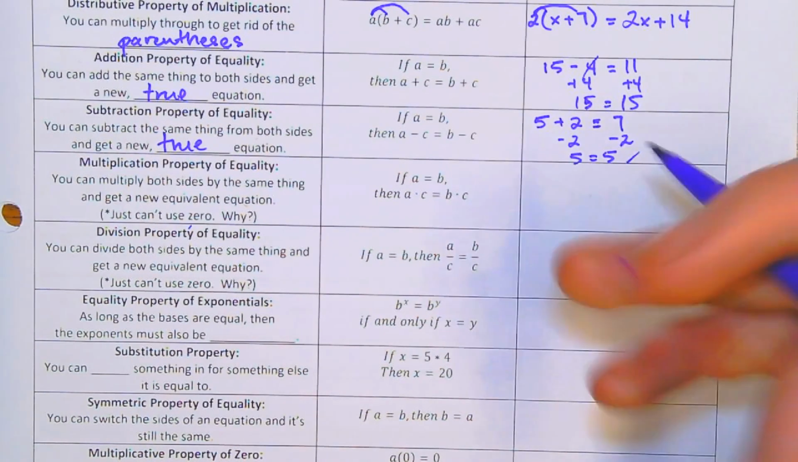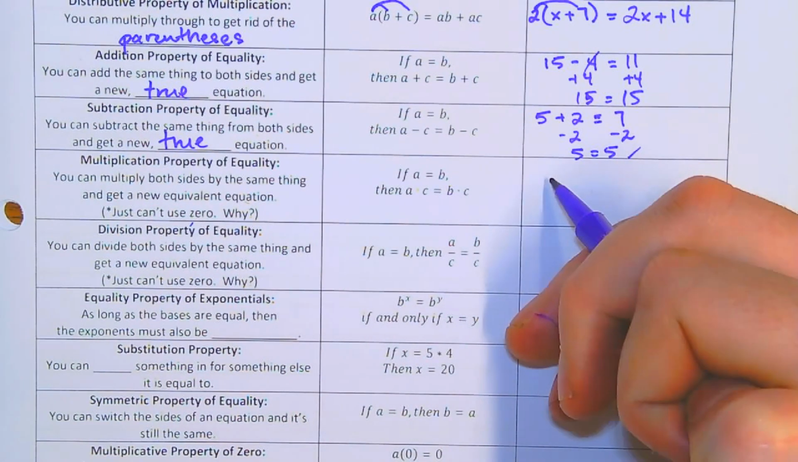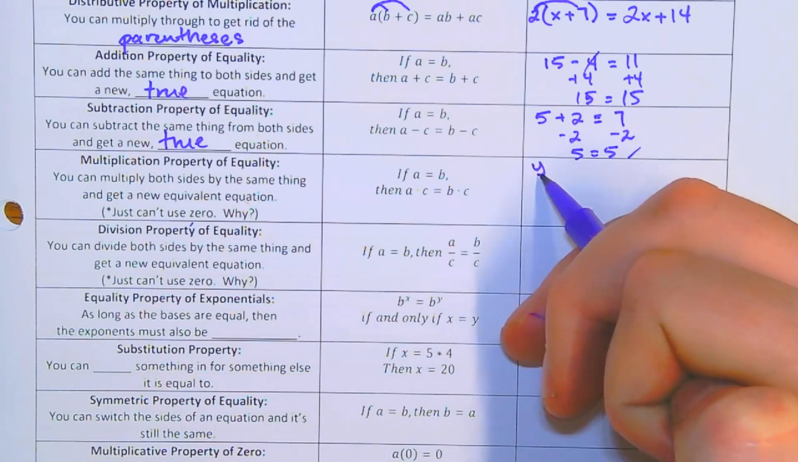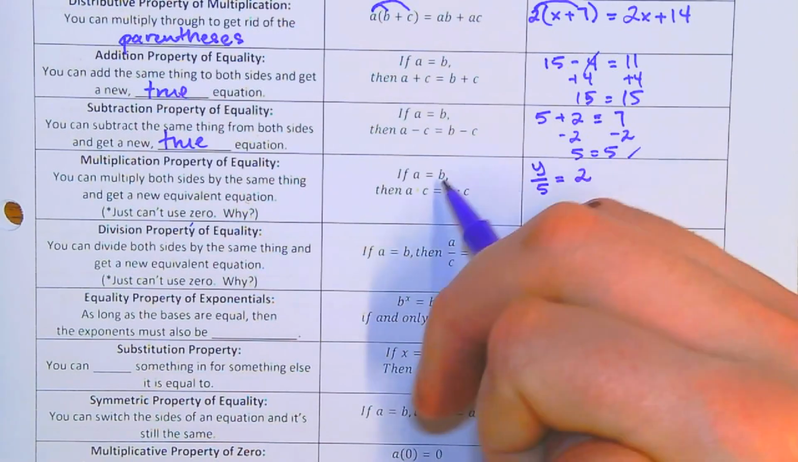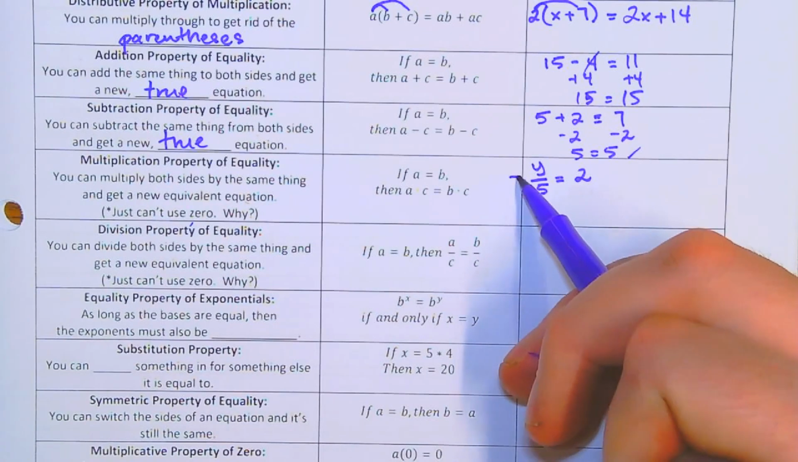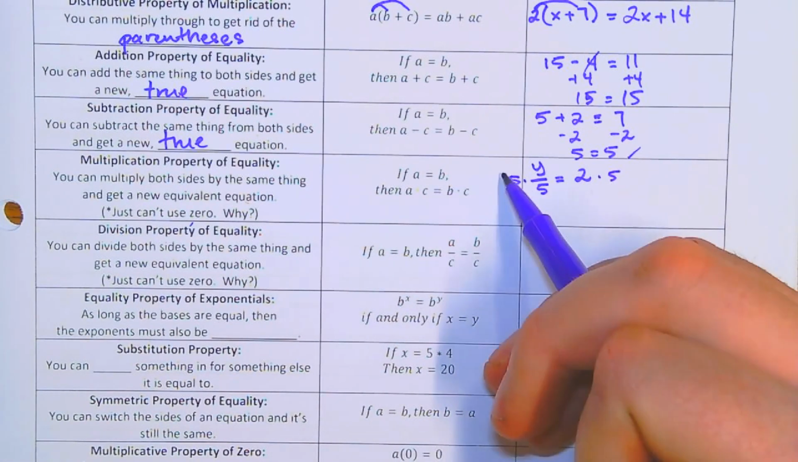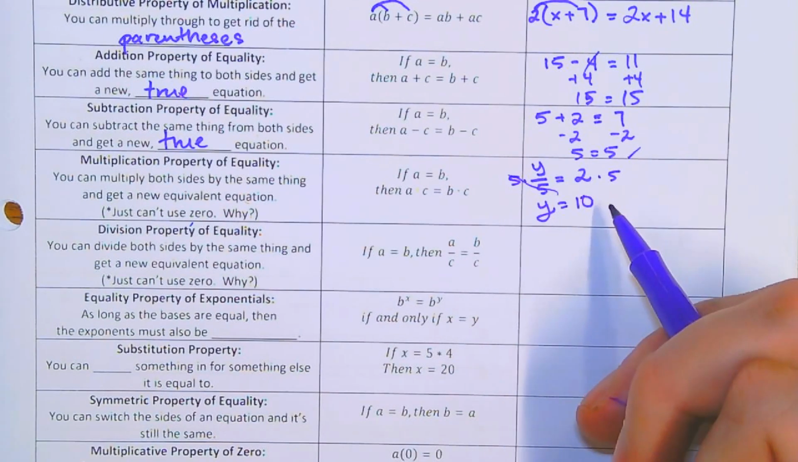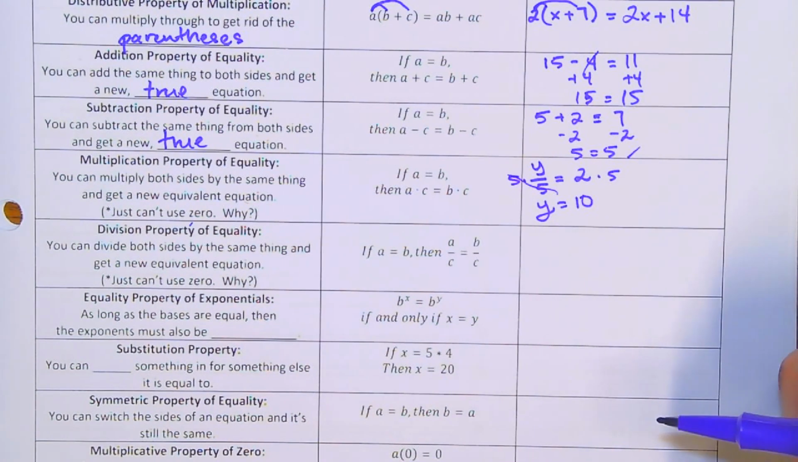Okay? So, let's say we have a equals b here, and you guys will often see it in something that looks more like, let's say, y over 5 equals 2. When I think of the multiplication property of equality, I think of taking care of division. So if I multiply both sides of my equation by 5, the same number, what happens? Well, my 5's cancel, and I end up with y equals 2 times 5, which is just 10. Now that should work for us, and that will actually give us the true answer.